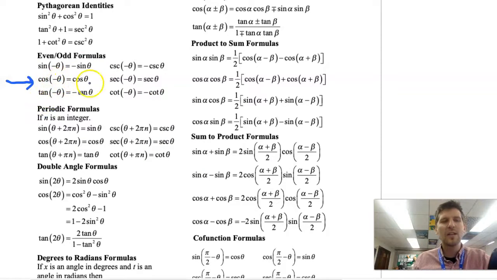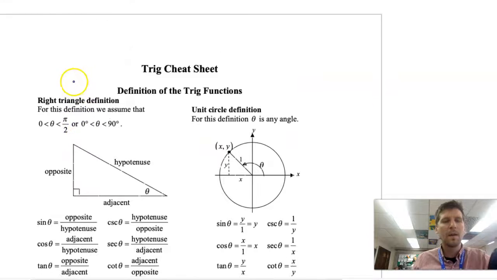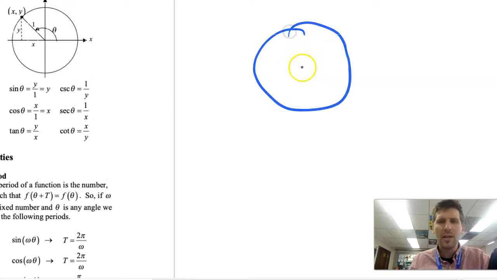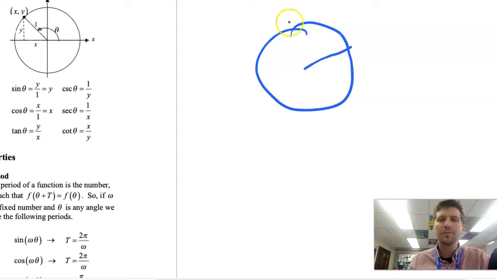But the cosine of negative theta is the same as cosine of theta, which makes sense if you think about my unit circle here. Let's say I have the cos of 30 degrees, which we all know is the x value there. So the cos of 30 degrees would be root 3 over 2. Or I should say maybe pi over 6, right? Well, if we think about negative pi over 6, that's just negative 30 degrees. But that x value is the same for both.